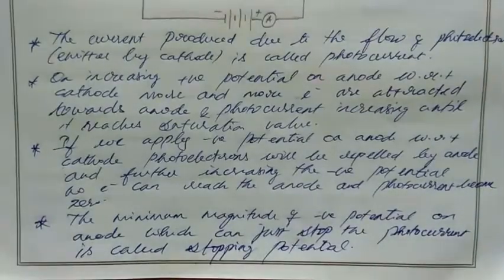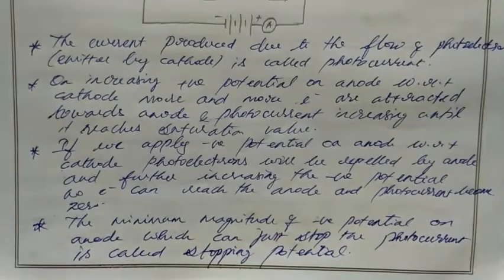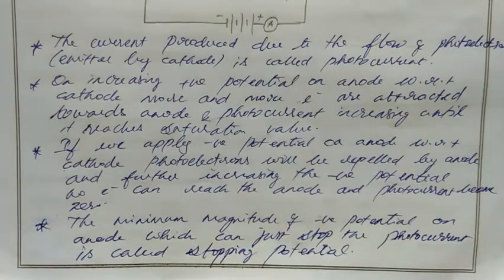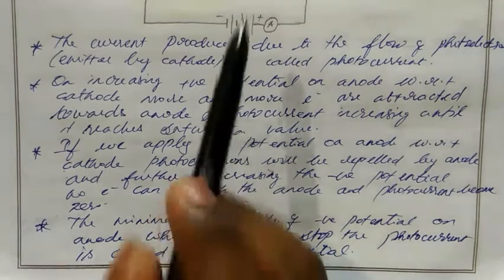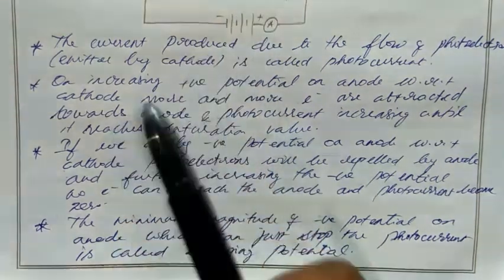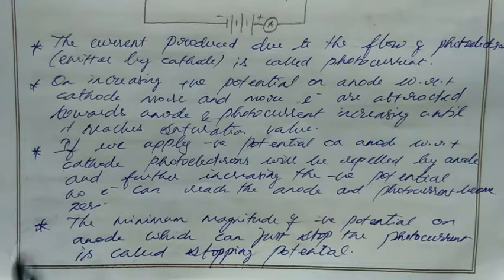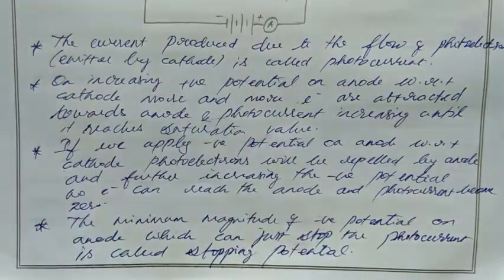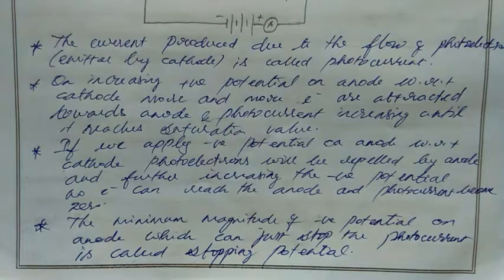The important point is the minimum magnitude of negative potential on anode which just stops the photocurrent is called stopping potential. So we give negative potential to the anode. After one particular value, particular magnitude, the anode will start to repel all the electrons. So that value that just stops the photocurrent is called stopping potential.